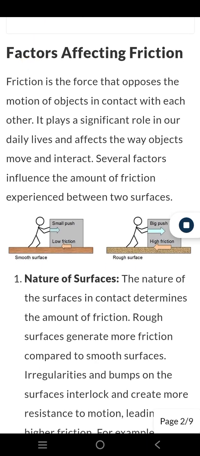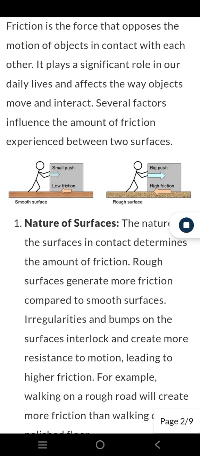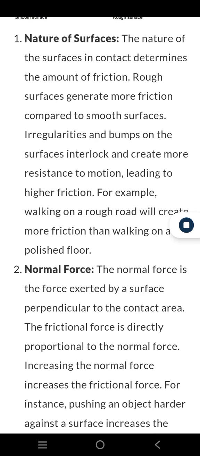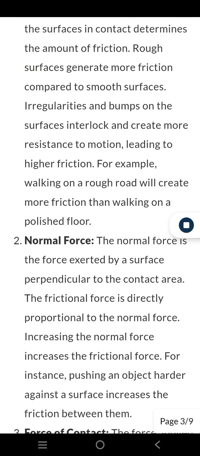View solution. Factors affecting friction. Friction is the force that opposes the motion of objects in contact with each other. It plays a significant role in our daily lives and affects the way objects move and interact. Several factors influence the amount of friction experienced between two surfaces. Nature of surfaces. The nature of the surfaces in contact determines the amount of friction. Rough surfaces generate more friction compared to smooth surfaces. Irregularities and bumps on the surfaces interlock and create more resistance to motion, leading to higher friction. For example, walking on a rough road will create more friction than walking on a polished floor.